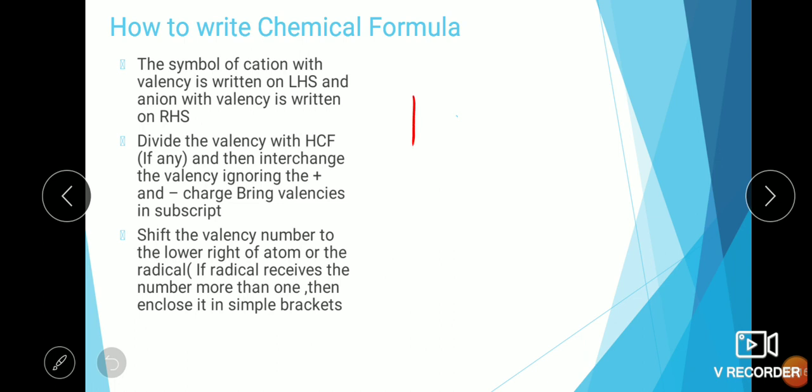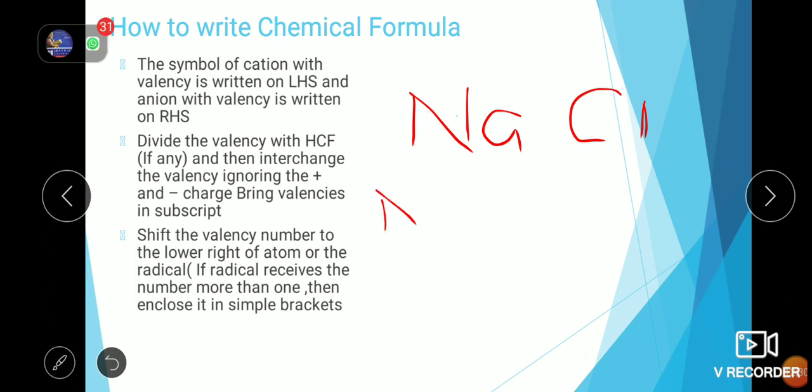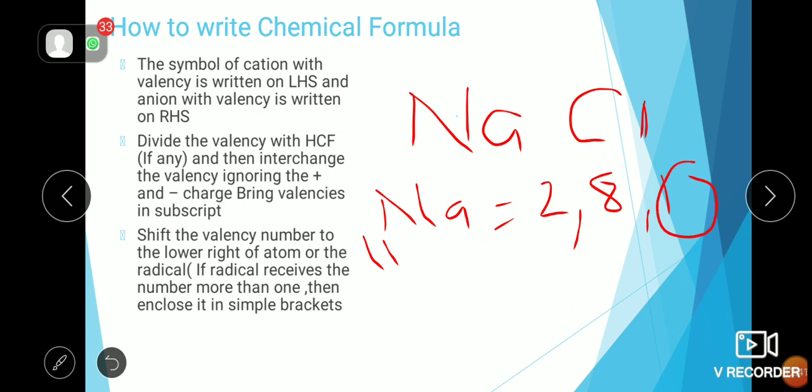So now in case of sodium chloride, I have Na, that is sodium, and chlorine. As I told you, I will be going slower with the basics so everyone in the class can understand what we are doing. Now sodium has atomic number 11, electronic configuration 2,8,1. So its valency would be 1. And what will be its charge? Plus 1, because it is donating 1 electron.